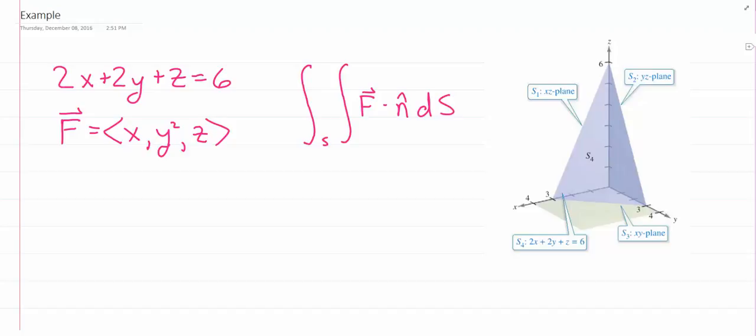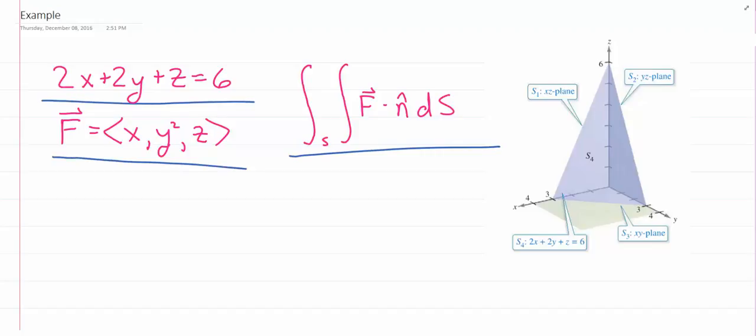So what I have here is a vector field and a surface. And what I want to do is find this, and it's a closed surface because you've got these planes, right? You have the xz plane, the yz plane, and the xy plane, plus you have this plane up here coming down. So here's a picture of the closed surface that we're working with. But the bottom line is maybe we're not given a picture. We're just told, evaluate this surface integral, and this is the vector field, and this is the surface.